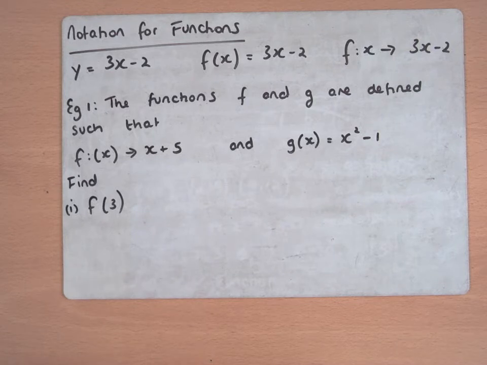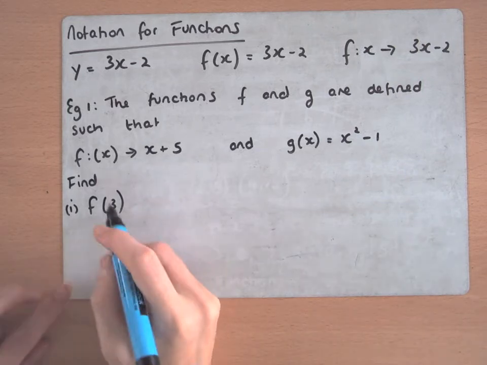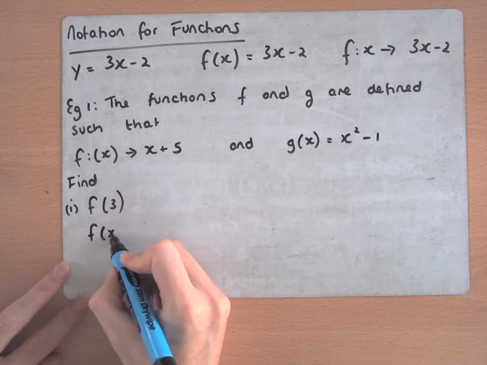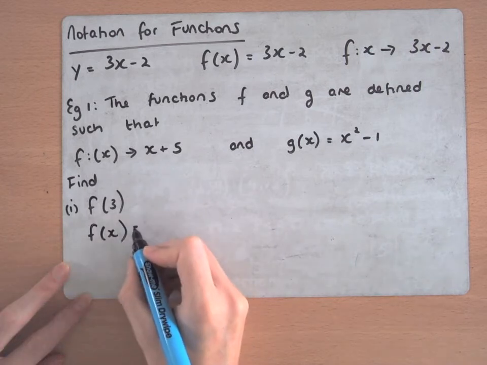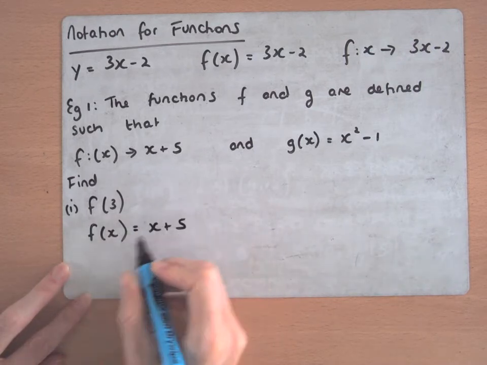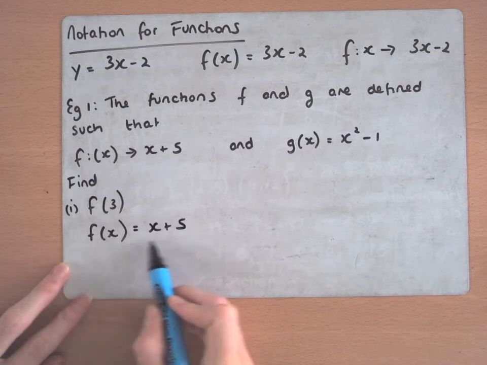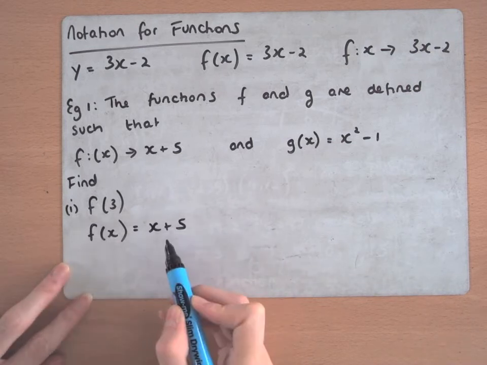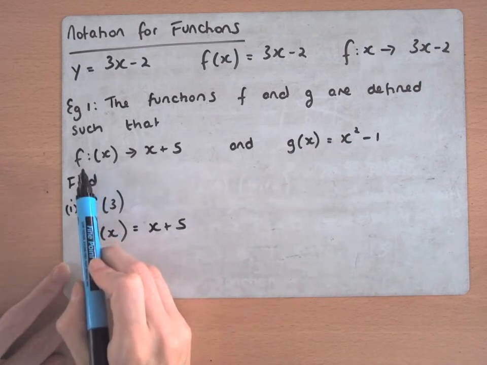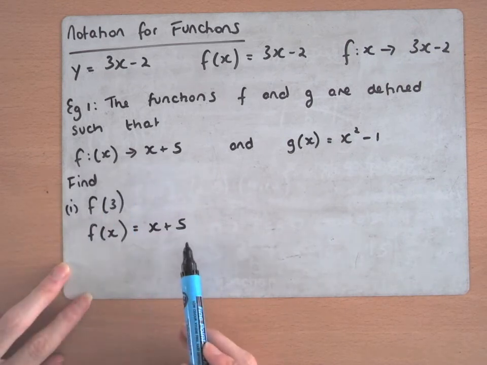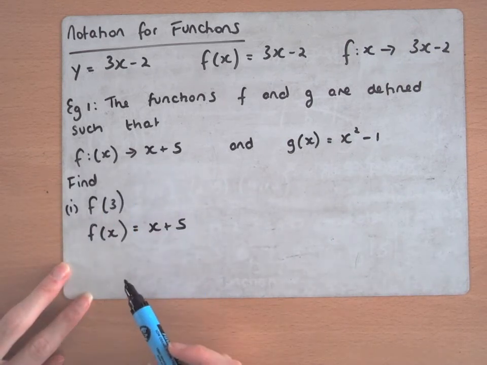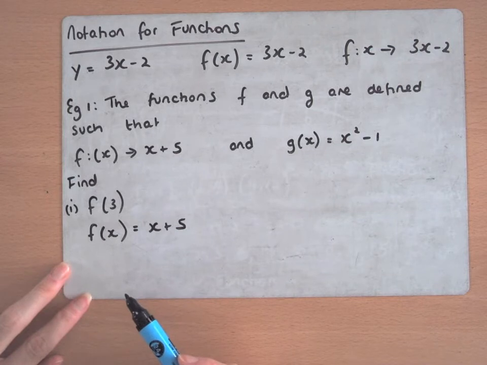Now, the first thing they want us to find is f of 3. Okay? So what we do is we write down f of x. What is f of x? It's x plus 5. I normally use this notation, girls, f of x. I don't like using the arrows. I just prefer this. So I'll always use that. Okay? You can decide which you prefer.